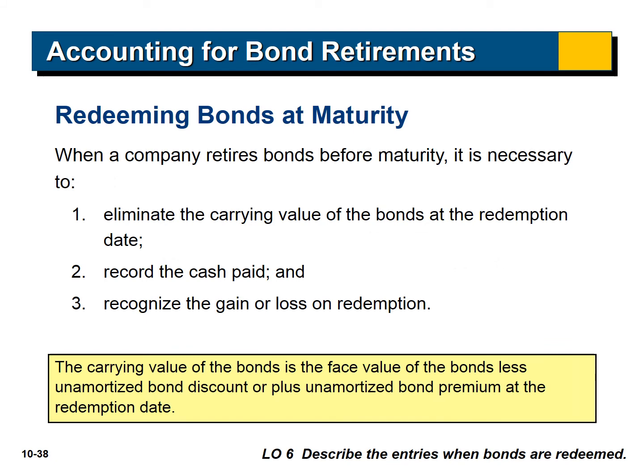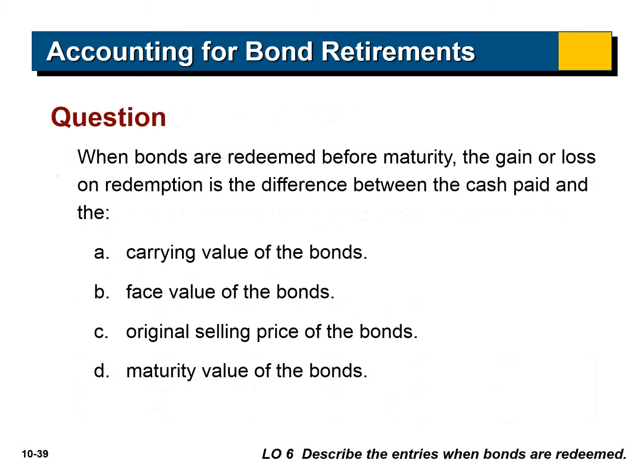When a company retires the bonds before maturity, it's a little bit different. Before maturity, you have to take the carrying value of the bonds, figure it out, and remove it from the books, and record the cash paid. But one step that we didn't have in the previous slide, we're going to have a gain or loss. Why? Because the carrying amount of the bonds, or the book value, is different from what it costs to pay off the bonds. So therefore we'll have a gain or loss.